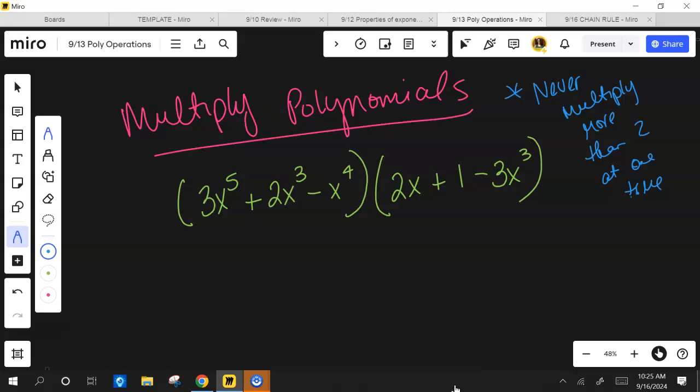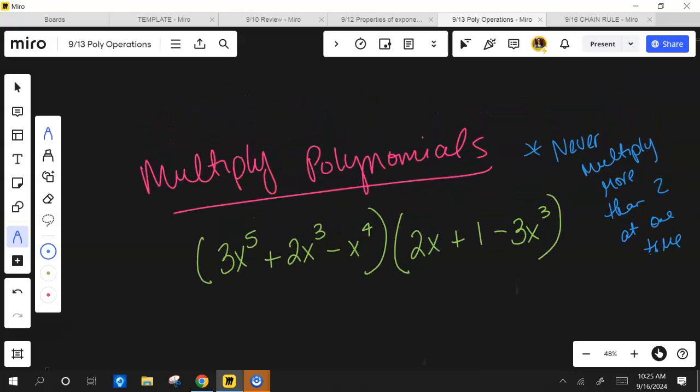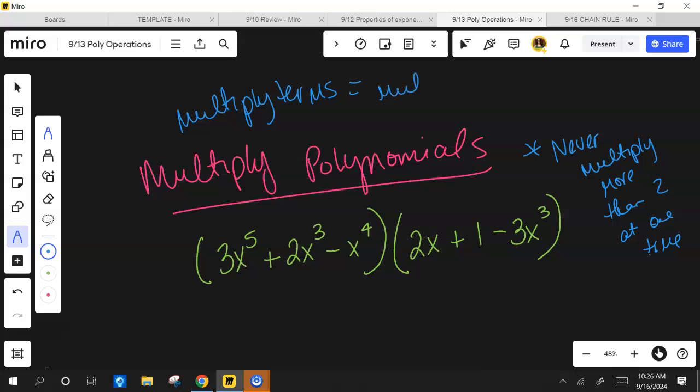Also, remember, when you multiply terms, I multiply the coefficients and add the exponent. I'm sure you're like, I know that already, but it starts getting confusing when we start interchanging operations here.